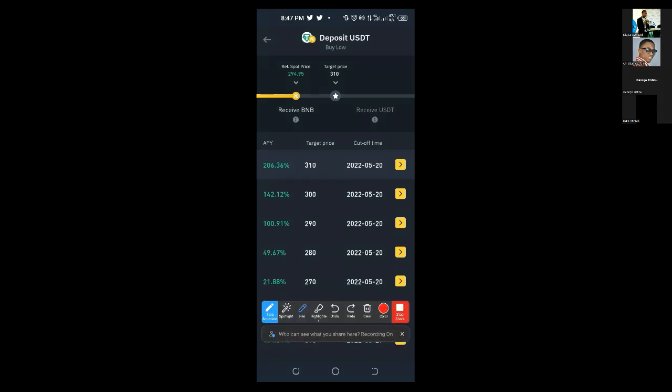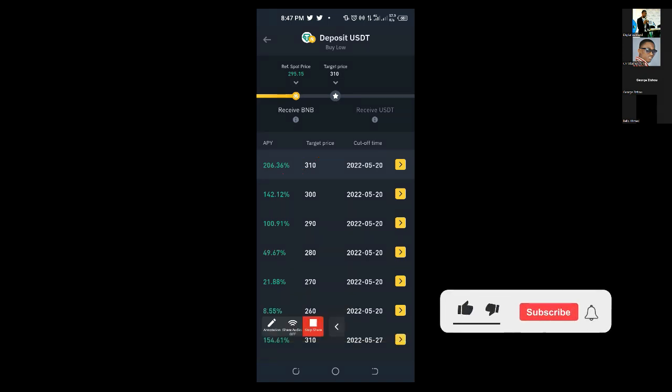All right, so let's say on the 20th of May, I want to buy BNB at $310. Okay, so I'll go ahead and click on that yellow icon there to subscribe to that.